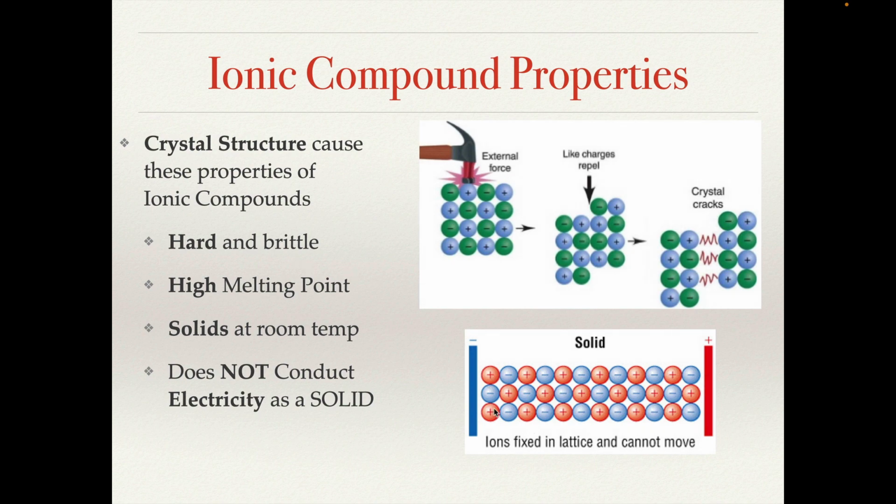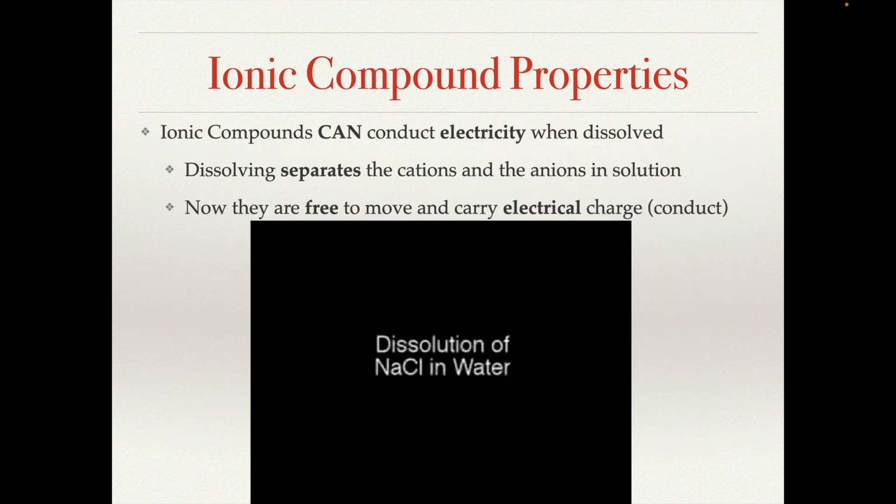Again, because they are solid, the ions are fixed in this plus-minus pattern. They cannot move, and if they can't move, we cannot conduct electricity. Now, to conduct electricity, we can dissolve them in water. Ionic compounds can conduct electricity if you dissolve them in water. Dissolving separates the cations and anions in solution, and that creates free movement of charge so that they can carry electric current. Here's a video of how ionic compounds dissolve in water.